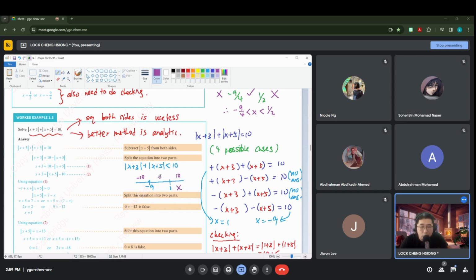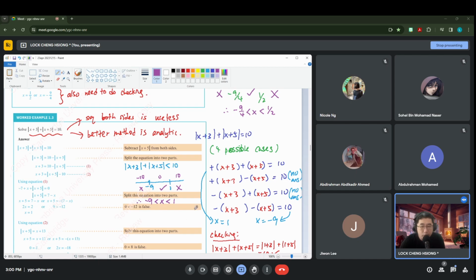Then 0. I substitute 0 inside. 3 plus 5 is 8. Is 8 lesser than 10? Yes, it is. So I give it a tick. Negative 10, I put it inside. I have 7 over here, 5 over here. 7 plus 5, I have 12 in total on the left side. Is 12 lesser than 10? Of course it's not. Therefore, I will have my answer as x is in between negative 9 and 1.